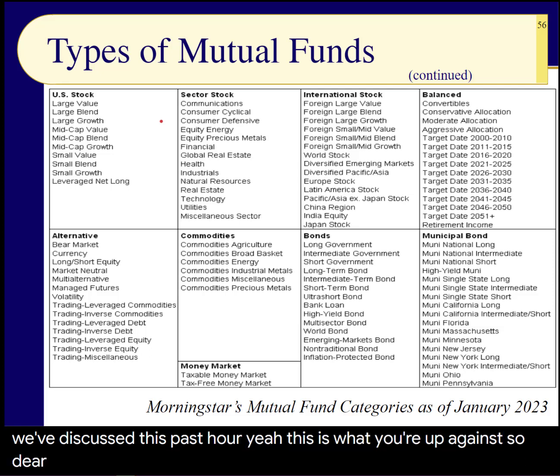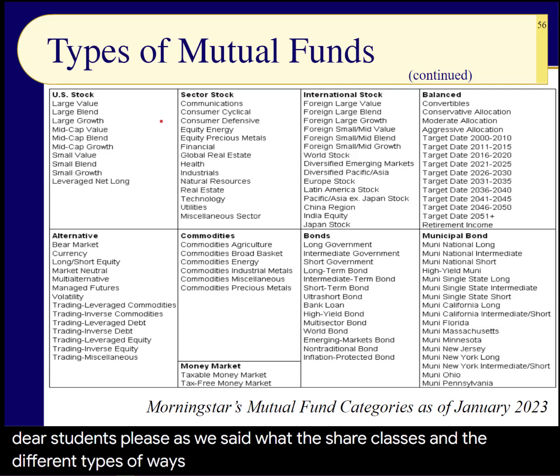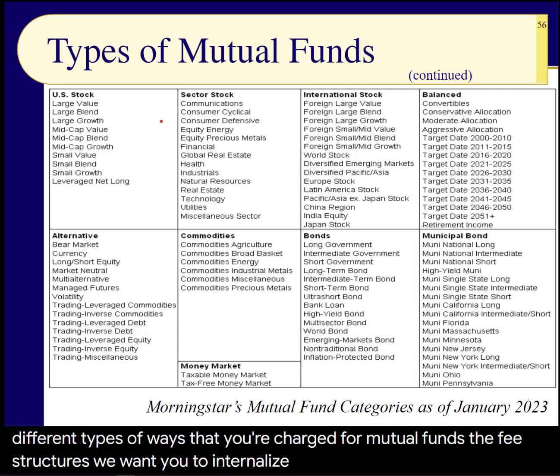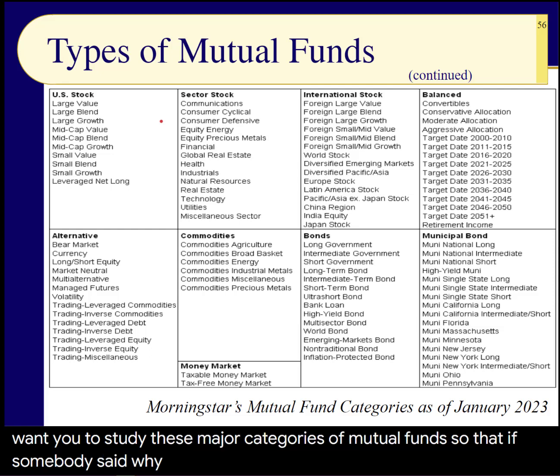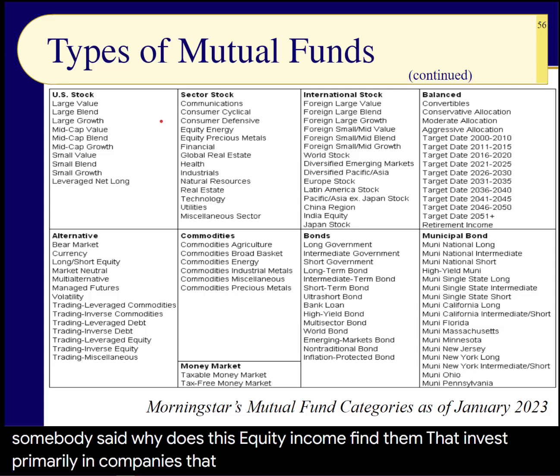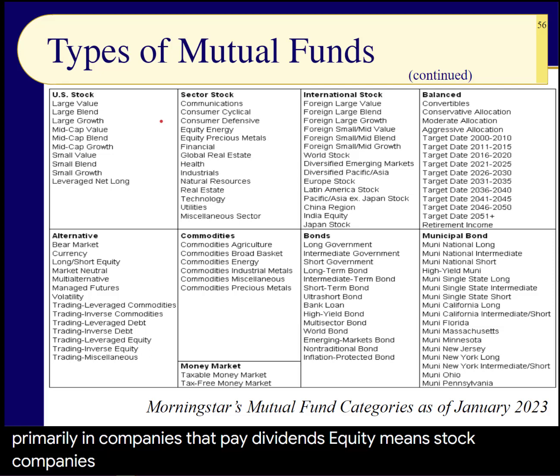So, dear students, as we said with the share classes and the different types of ways that you're charged for mutual funds, the fee structures, we want you to internalize, we want you to memorize, we want you to study these major categories of mutual funds. So that if somebody says, what is this equity income fund? I don't understand. You can say, oh, those are mutual funds that invest primarily in companies that pay dividends. Equity means stock, companies. Income from stocks is dividends. Make sense? I hope so.